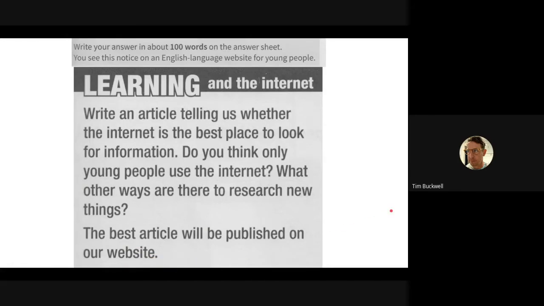So we've read the question once. I'd like you to reread the question. And now we can start to highlight the key words in this question. The first thing is that, again, we're writing 100 words. Part 1, the email, is also 100 words. So both are the same length. Both are worth the same number of points, 100 words.